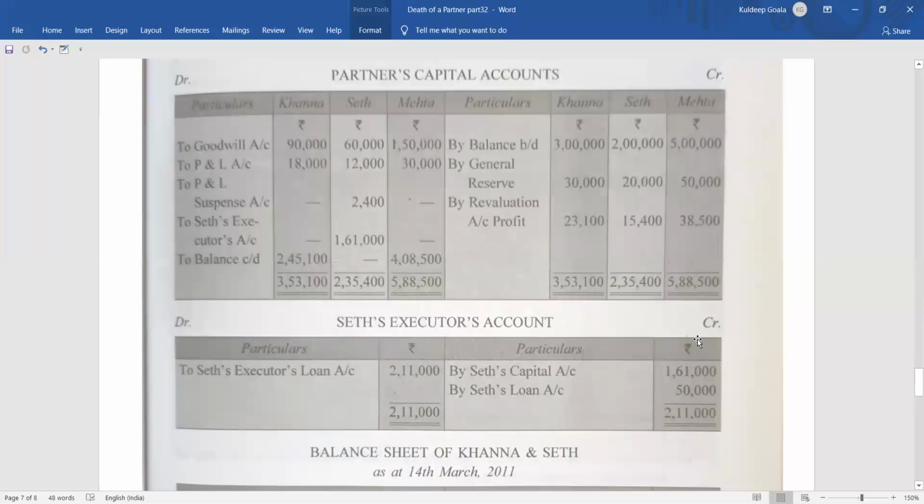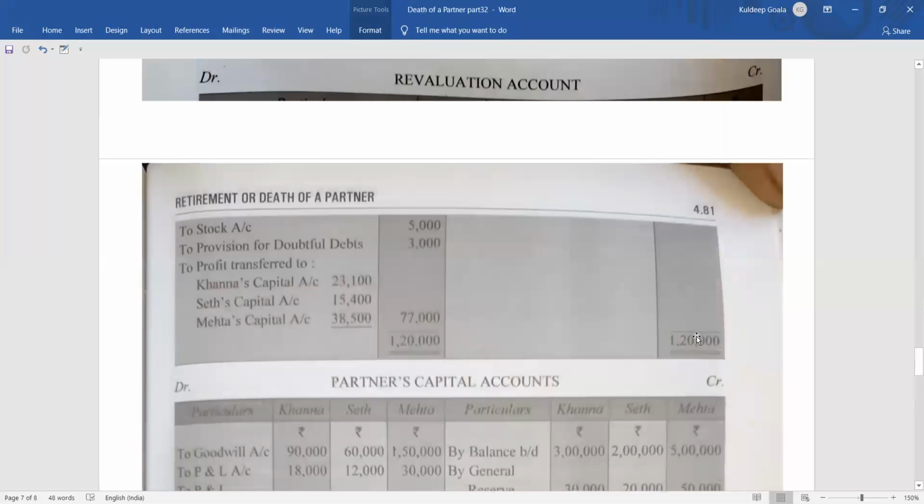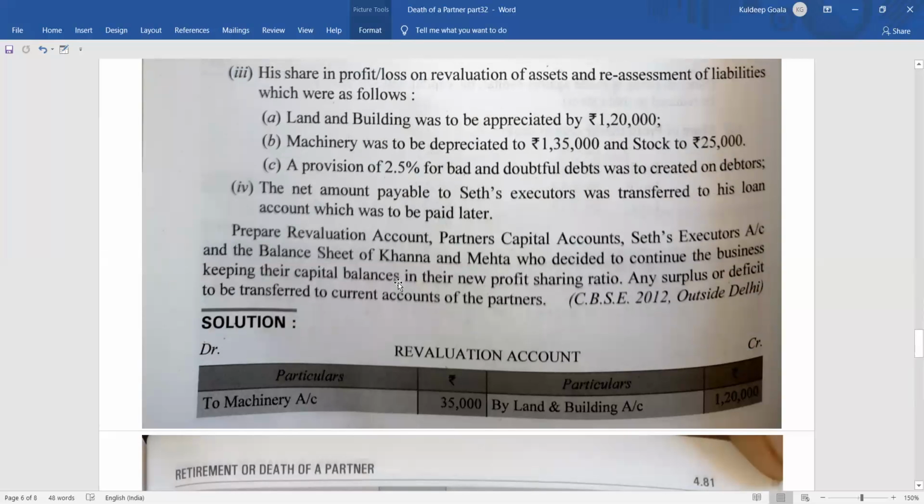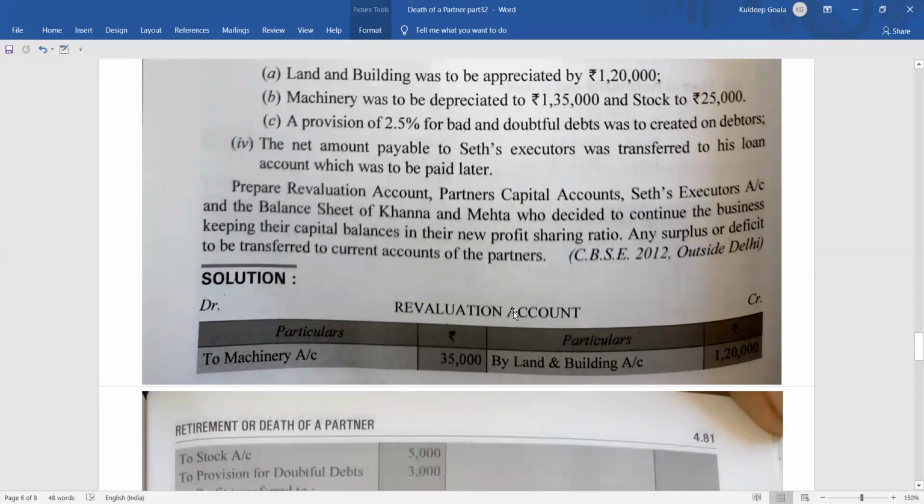Okay, after that, what is told? It is told that the net amount payable to Seth's executor was to be transferred to his loan account, which will be paid later. And prepare the revaluation account, partners' capital accounts, Seth's executor account, and the balance sheet of Khanna and Mehta, who decided to continue the business, keeping their capital balance in their new profit sharing ratio. Any surplus or deficit to be transferred to the current account. They will keep their capital accounts as they have decided in the profit sharing ratio. And if there is any extra money or any shortage of money, they will adjust through the current account.